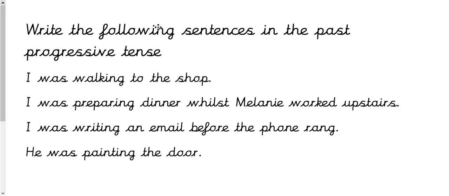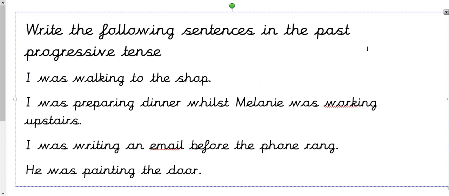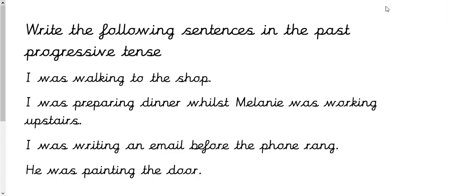Okay, let's have a look. So your first sentence turns to I was walking to the shop. Your second sentence, I was preparing dinner whilst Melanie worked upstairs. Your next sentence, that one actually should be whilst Melanie was working upstairs, shouldn't it? Doing it properly and changing it all to the past progressive tense. Your next one, I was writing an email before the phone rang. And your last one, he was painting the door. Well done if you got those ones correct.